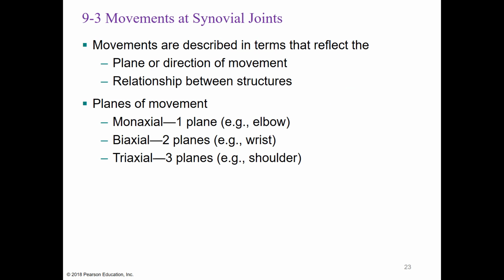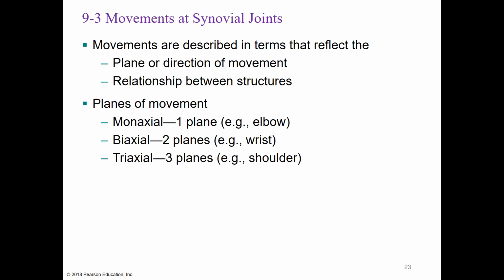So the movements are described in terms that reflect the plane or direction of movement and the relationship between structures. So planes of movement are pretty simple. Monaxial, as I mentioned before, one plane of motion, your elbow. So if you extend your arm out straight, you can then bring your hand towards your face by bending your elbow like a hinge. That's monaxial, or one plane.